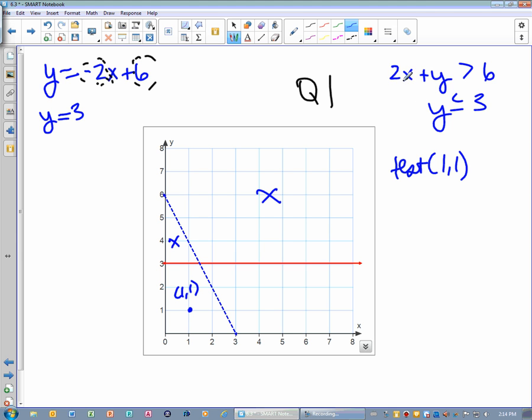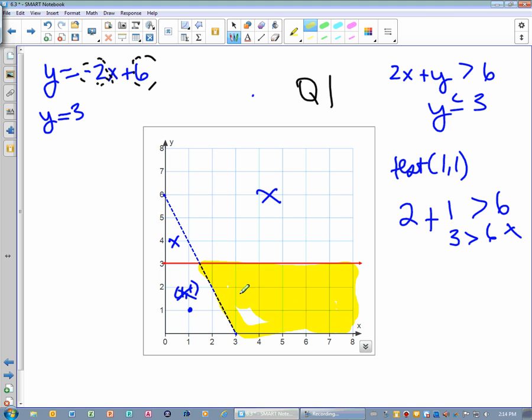If I plug in a 1 for x here, I'm going to have 2 times 1, which is 2. If I plug in y, which is 1, I'm going to have 2 plus 1 is 3. So I have 3 greater than 6. 3 is not greater than 6, therefore this zone doesn't work either. My solution set is here. So I'm shading it so that you can see it.